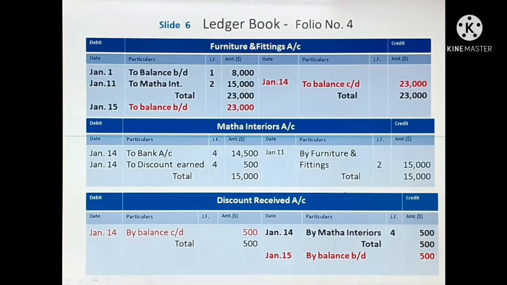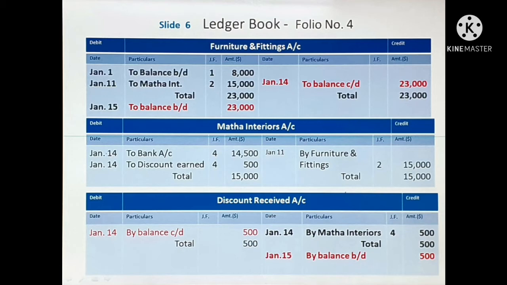Slide 6 is folio number 4 of the ledger book, containing furniture and fittings account, Mada Interiors account and discount received account. Furniture and fittings account is a real account, an asset. Always the opening balance comes on the debit side, and further purchase $15,000 from Mada Interiors comes on the debit side. Total of postings is $23,000. No posting on the credit side, so balance is $23,000 itself. It is brought down on January 15 to balance brought down $23,000. Furniture and fittings account has a debit balance.